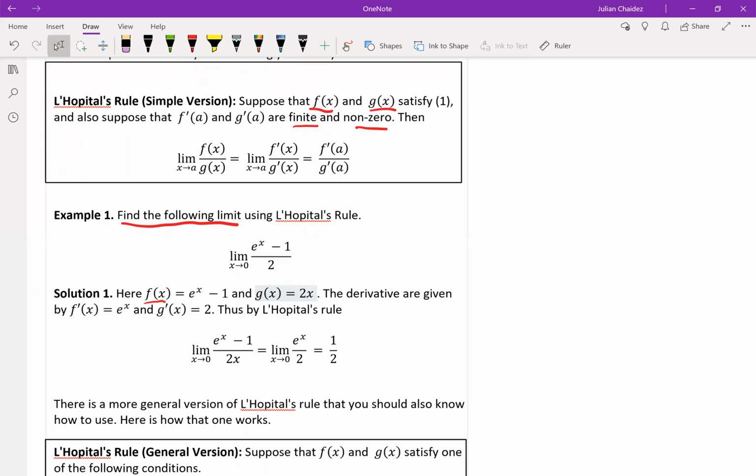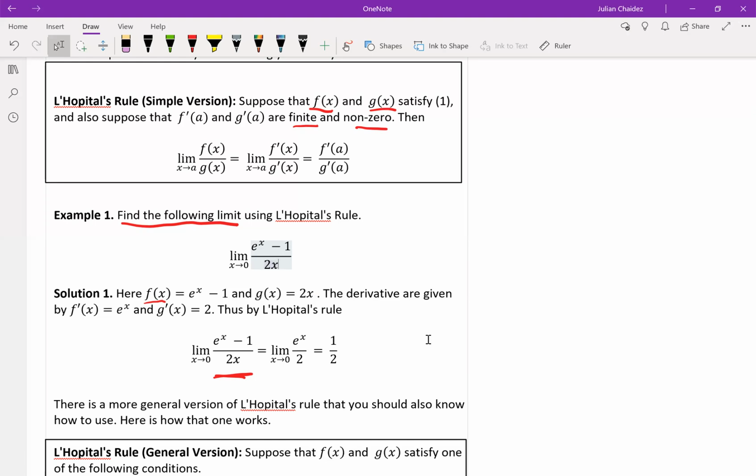Then the derivatives are given by f prime of x equals e to the x and g prime of x equals 2. So I can use L'Hopital to say that the limit as x goes to 0 of e to the x minus 1 over 2x, which is the limit I want, is equal to the limit as x goes to 0 of e to the x over 2, which is 1/2. Hopefully that made sense given the typos. It's very difficult to get these all squared away. Anyway, that was the example I wanted to do for L'Hopital.